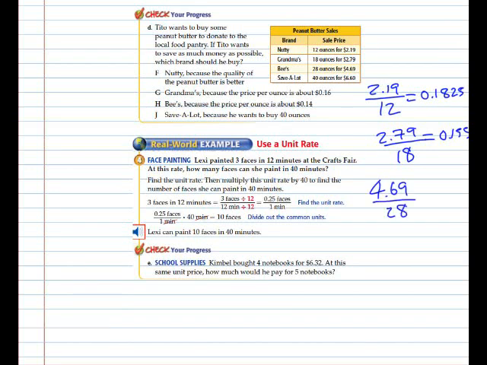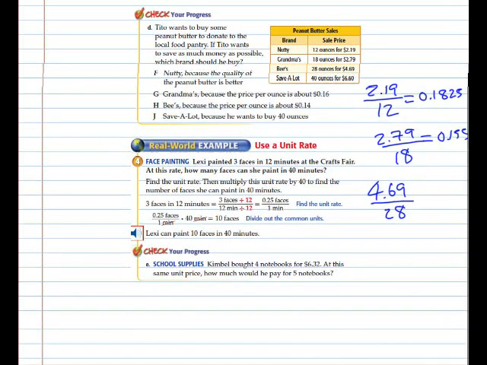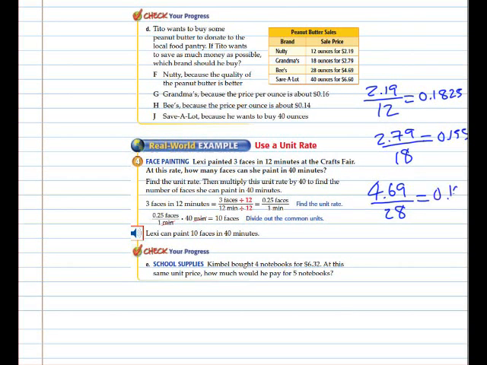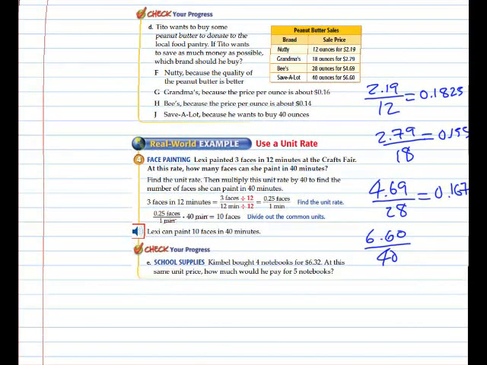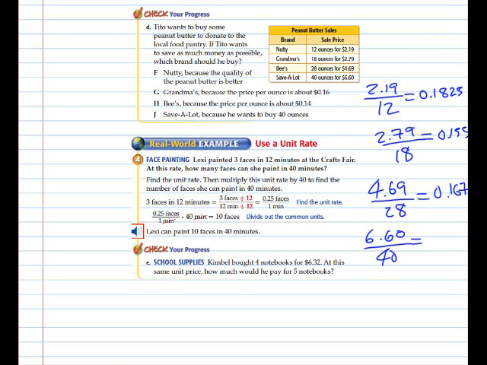469 divided by 28. Again, calculator gives us a price per ounce of about 17 cents. And finally, our last example, $6.60 divided by 40 ounces gives us a price per ounce of about 16.5 cents per ounce. So in this case, our better buy is Grandma's, because the price is about 15.5 cents.